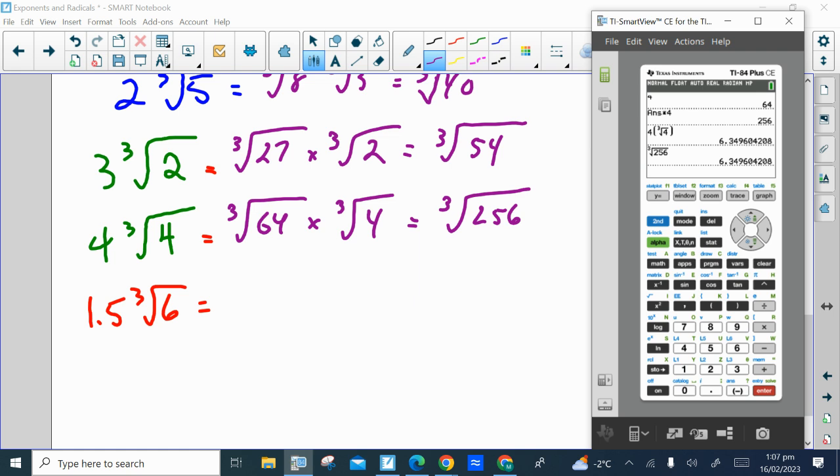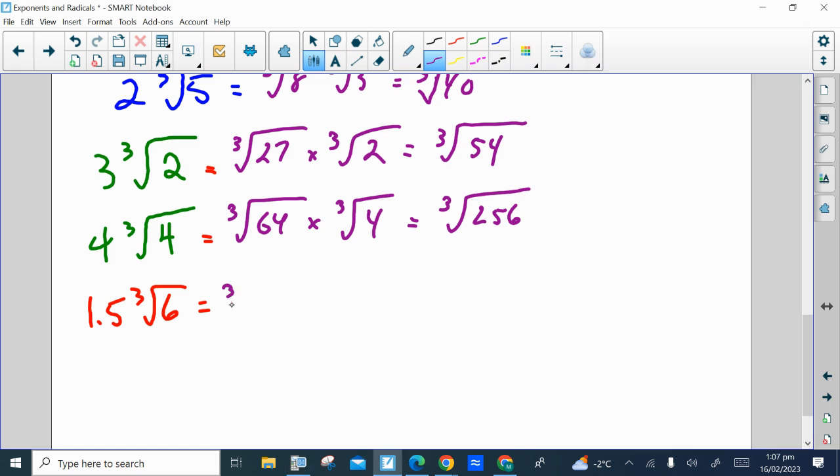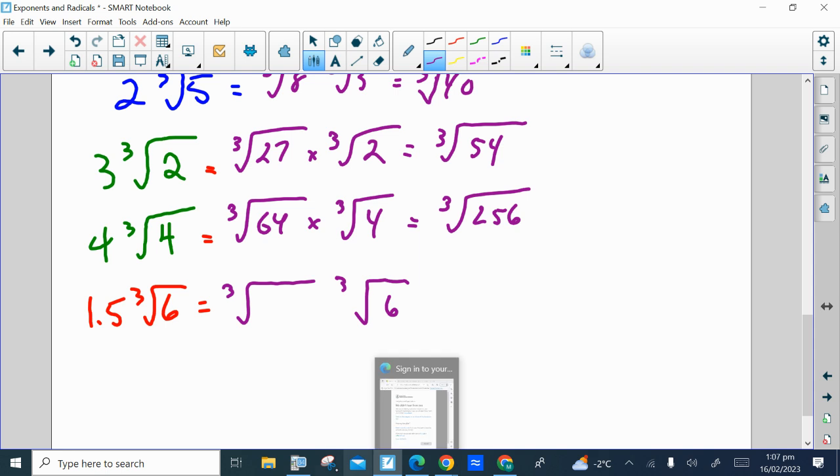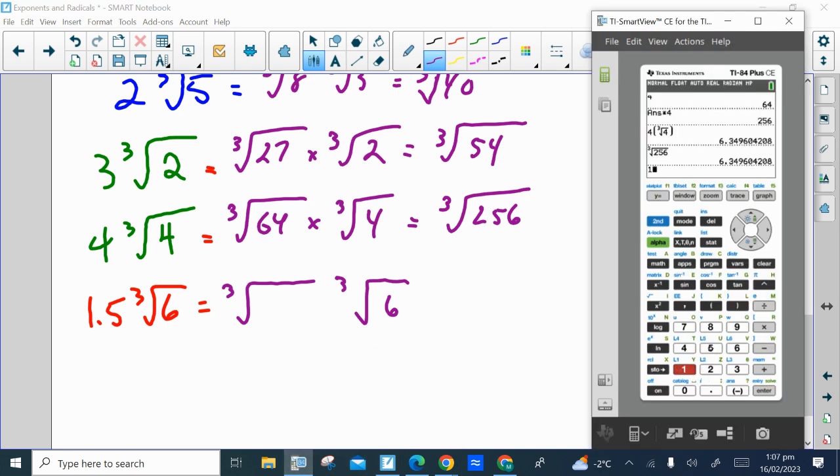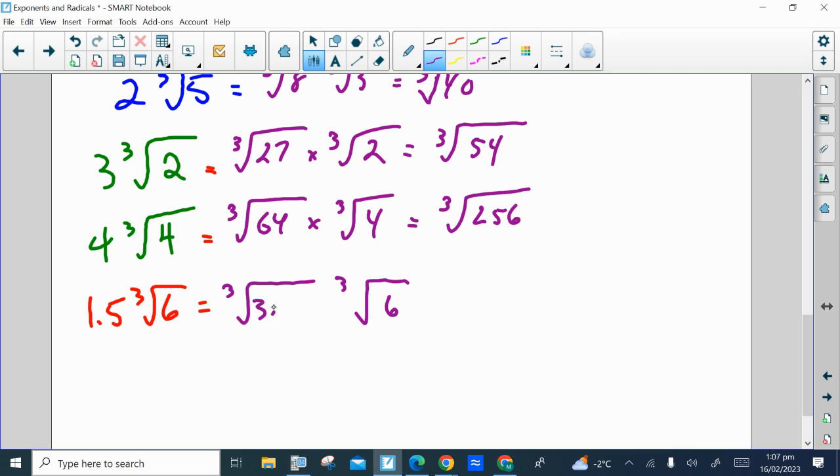So how are we going to find out what we need to put inside this first radical? If I want to write 1.5 times the cube root of 6 as an entire radical, I need to express 1.5 as a cube root as well. What do I need to do to find out what I need to put under that first radical? Declan? Cube what? That's right, you'll cube the 1.5. 1.5 to the power 3 is that decimal, 3.375.